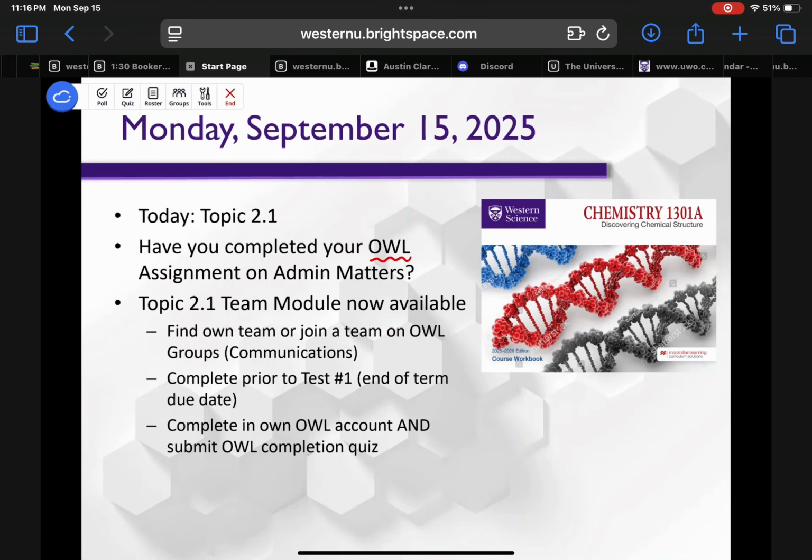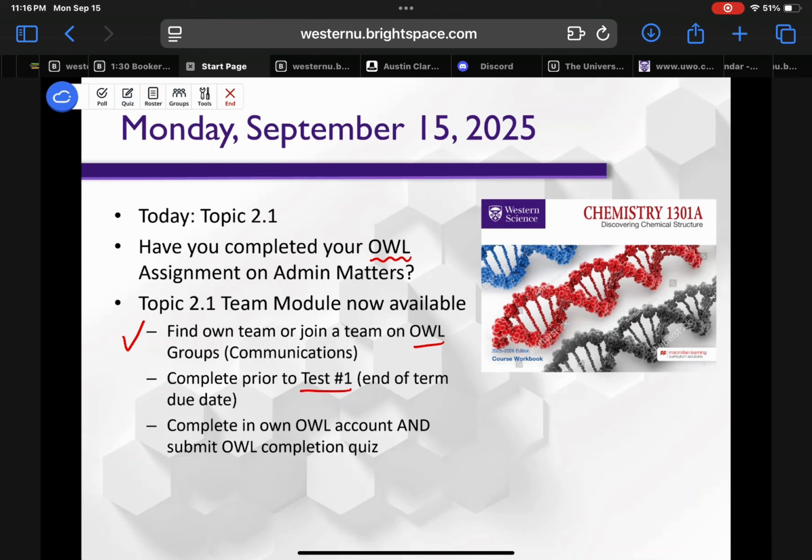So you can find your own team, or if you want to meet some new people, you can go to OWL Communications, Groups, and sign up for a team there. We strongly encourage you to complete this module prior to test 1. So you know the first weekend in October, we have our first test. It's nothing to stress about yet, but you want to start preparing. That means getting through that self-study material by the end of September.